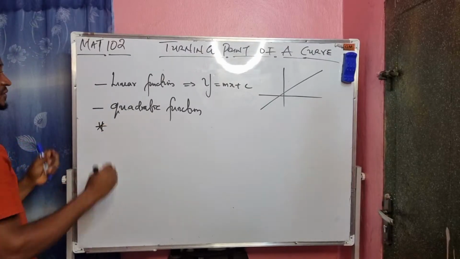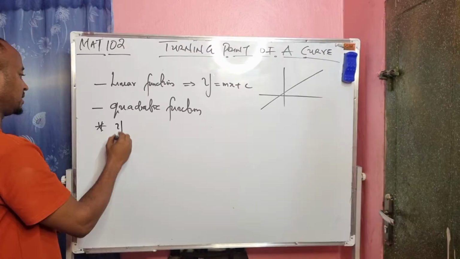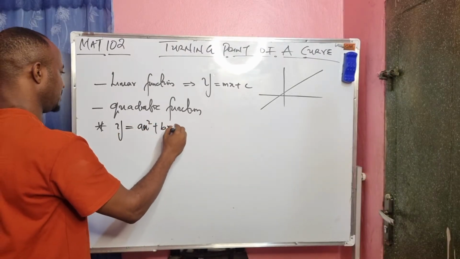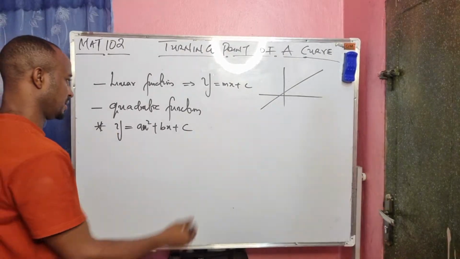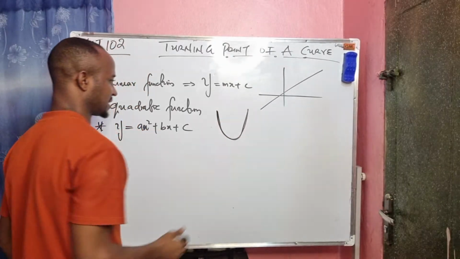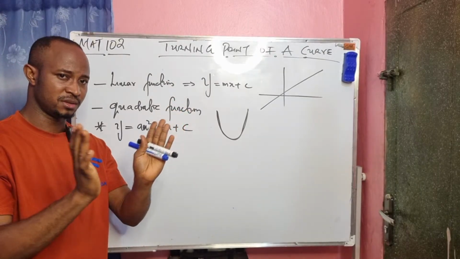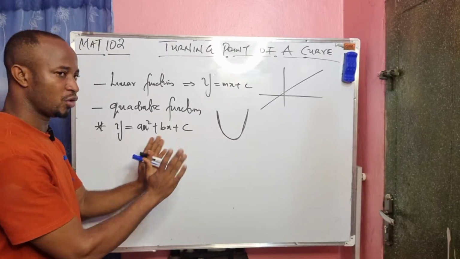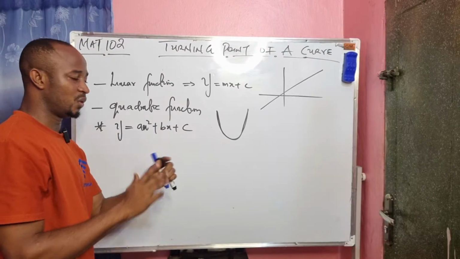And we have two ways of representing a quadratic function. The first is y equals ax squared plus bx plus c. When you plot a graph of y against x, you're going to obtain a graph of this kind. What do you notice here? This graph opens upward. It is concave upward in the sense that it opens upward. Any graph of this kind will always open upward.